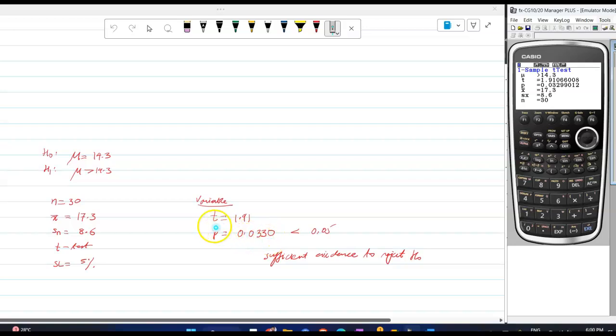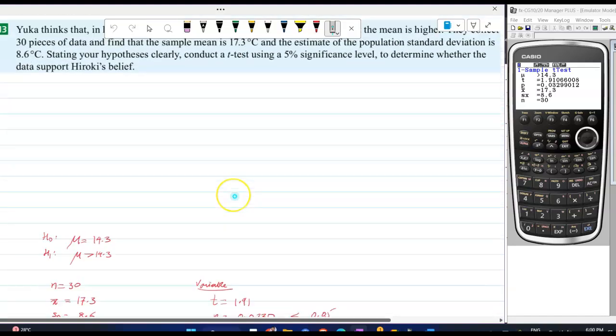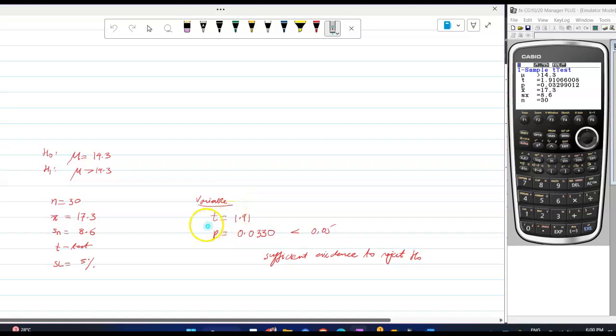0.0330, so that's sufficient evidence to reject H0, since your P is less than SL. When your P is less than SL, there is sufficient evidence to reject H0. It means you're accepting that the mean is indeed greater than 14.3. You have to write the t value, because you're using the t-test.